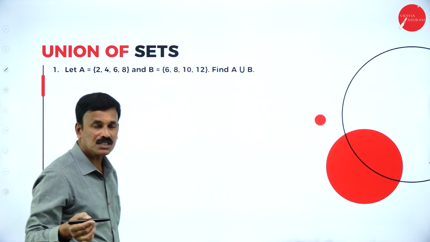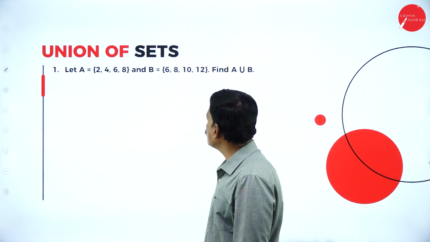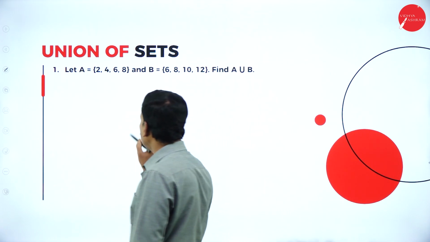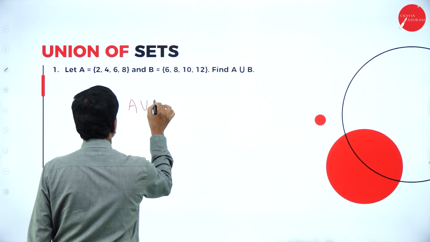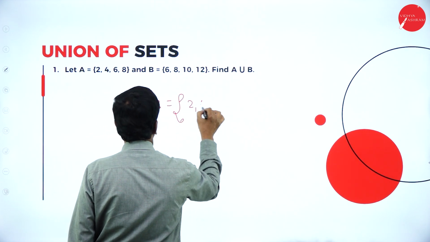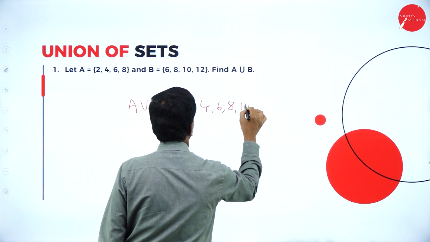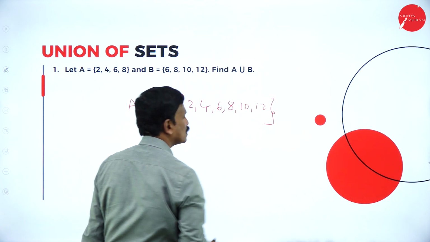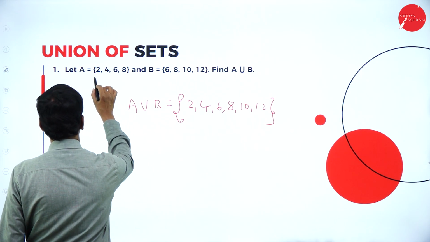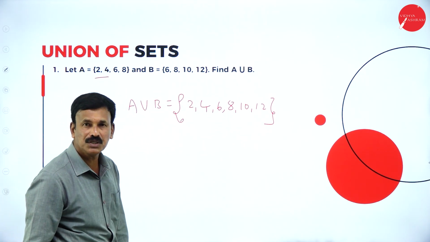Now let us discuss one more example. If A is equal to 2, 4, 6, 8, B is equal to 6, 8, 10, 12, then A union B is equal to, first write down 2, 4, 6, 8, 10 and 12. These are the elements of A union B. So A contains 2, 4, again B contains 6, 8, 10, 12. This is A union B.